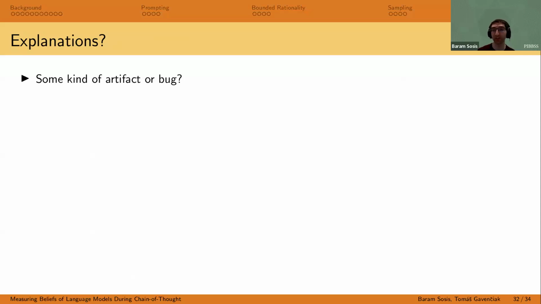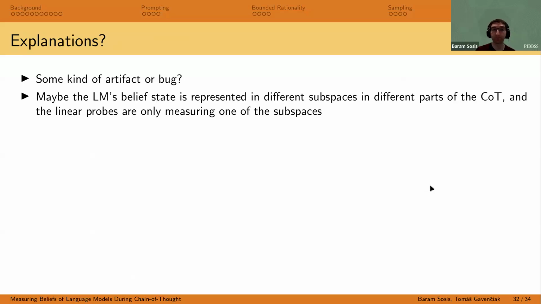If we do take this seriously and ask what this implies, the best explanation I can come up with is that maybe there isn't a single subspace that represents the language model's beliefs throughout the entire chain of thought. Maybe there's multiple subspaces that the beliefs sort of move through as you go through the chain of thought, and for some reason the transitions tend to happen at the end of sentences or something like that.